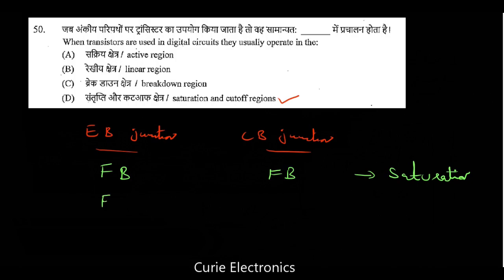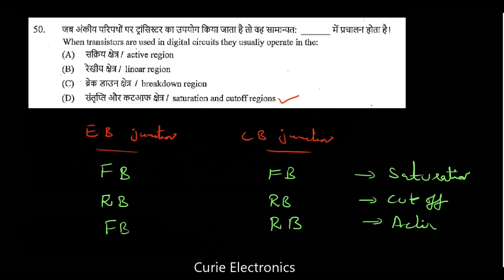When both the junctions are reverse biased, it is in cutoff. When the emitter base junction is forward biased and the collector base junction is reverse biased, it is in the active region or the linear region.